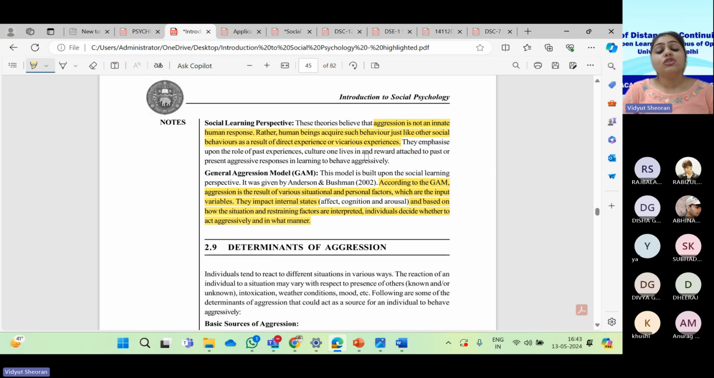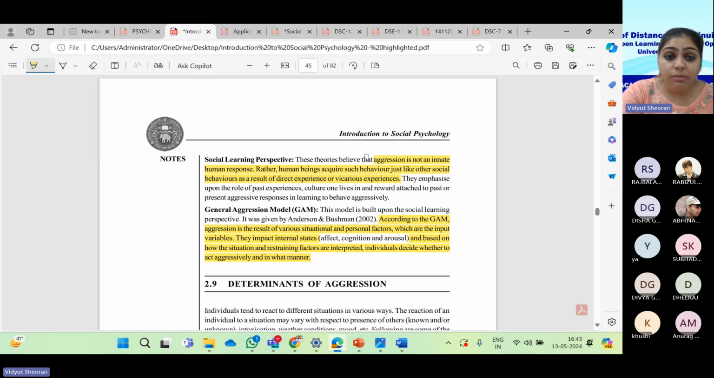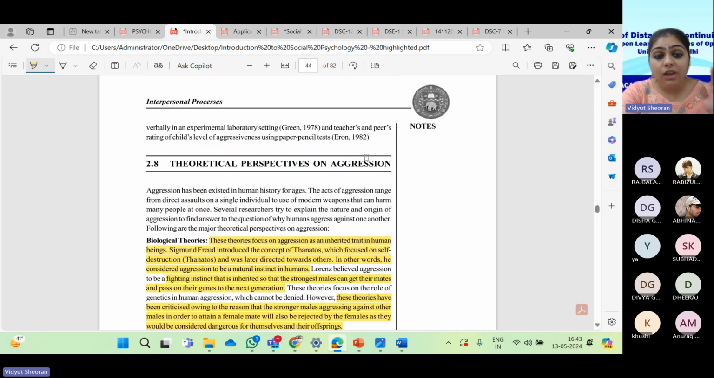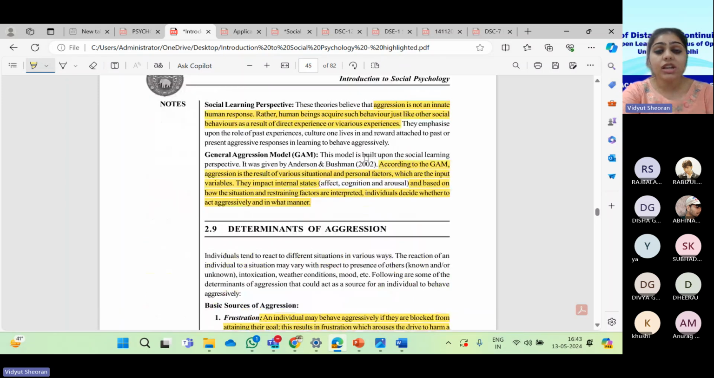So next is social learning perspective. So aggression is not an innate human response. Rather, see, according to the biological theory, it was an innate learning response. Remember which theory you are looking into. First theory was the biological theory. According to this, we have inherited aggression. But according to the social learning perspective, it is not always an innate response.